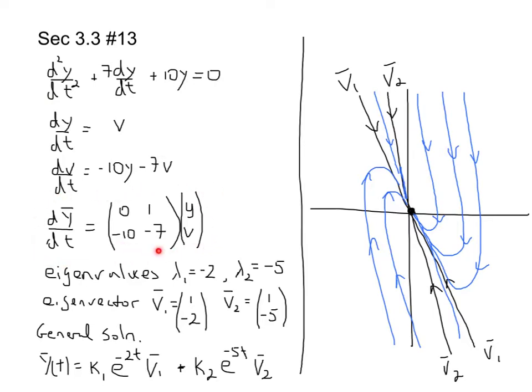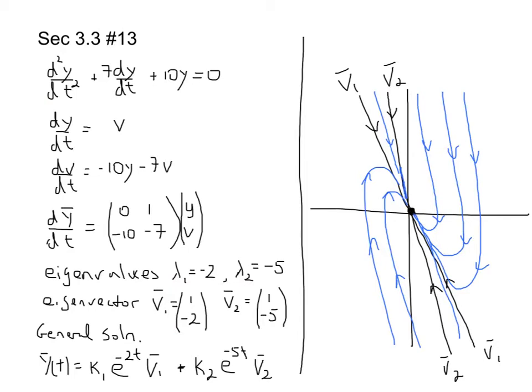The matrix has two eigenvalues, lambda 1 and lambda 2. They're both negative eigenvalues. Two distinct negative eigenvalues means that the equilibrium point here will be a sink, and we computed previously the corresponding eigenvectors, v1 for lambda 1 and v2 for lambda 2.